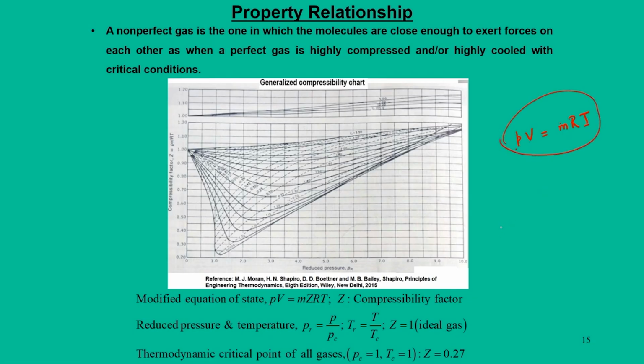Now, if it is a non-ideal gas, then this equation changes to this form, where you introduce a term called Z, which is called the compressibility factor. Why do we say it is not an ideal gas? Because the molecules are close enough to exert forces on each other, when the perfect gas is highly compressed, highly cooled, and in critical conditions.